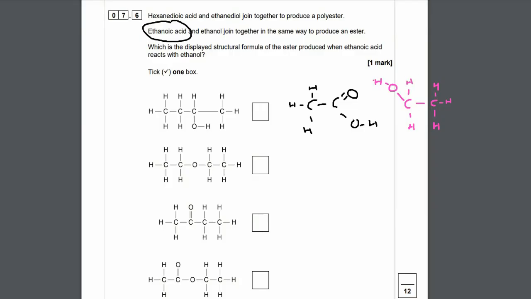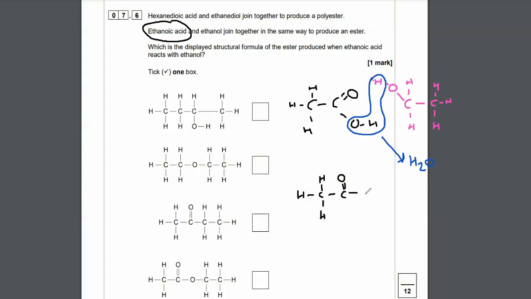And what happens is we get a condensation reaction. During this reaction, a water molecule is removed. Sorry, you use the H from the alcohol and the OH from the carboxylic acid. That breaks off as a water molecule, like I've shown here. All you've got to do is redraw it, combining what's left together.